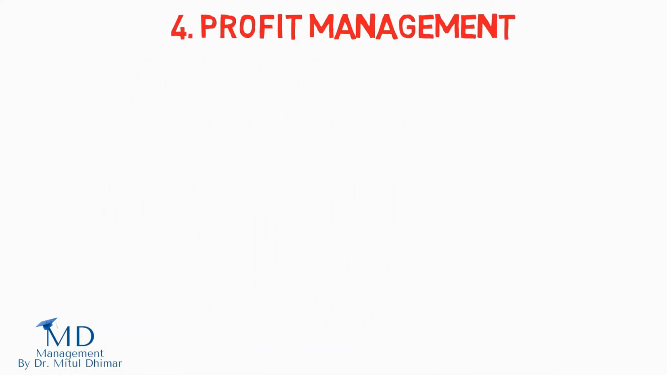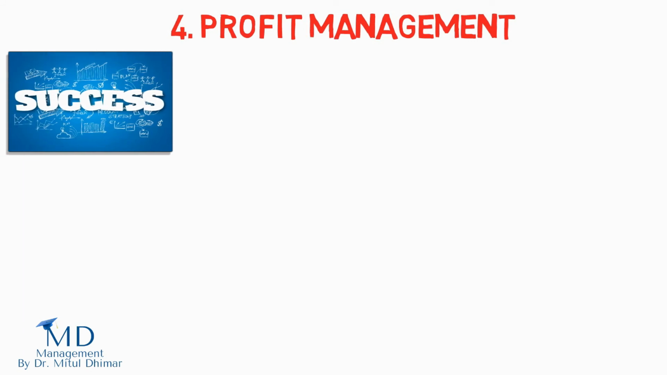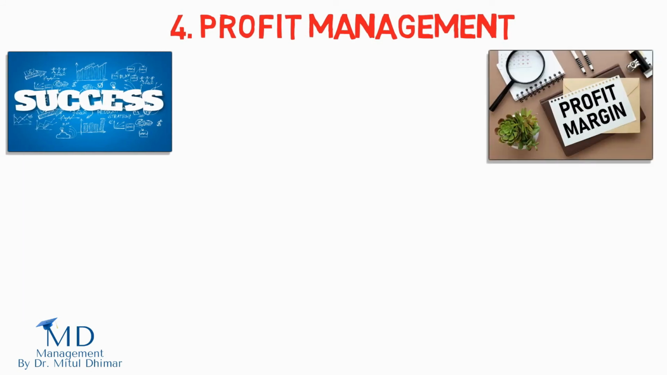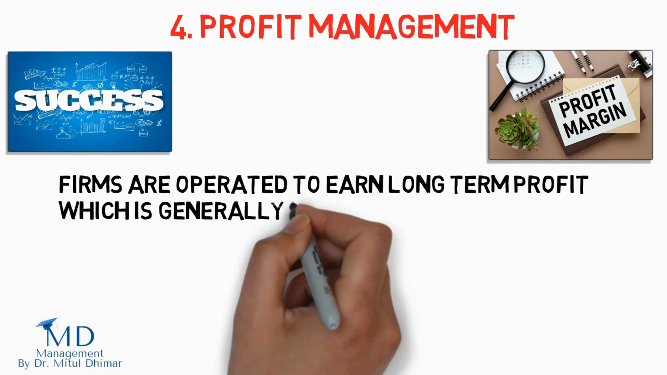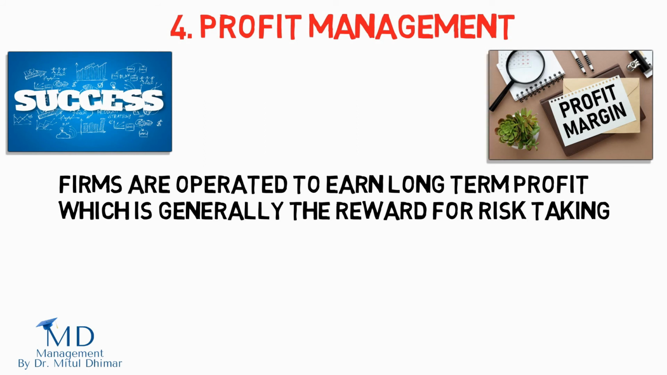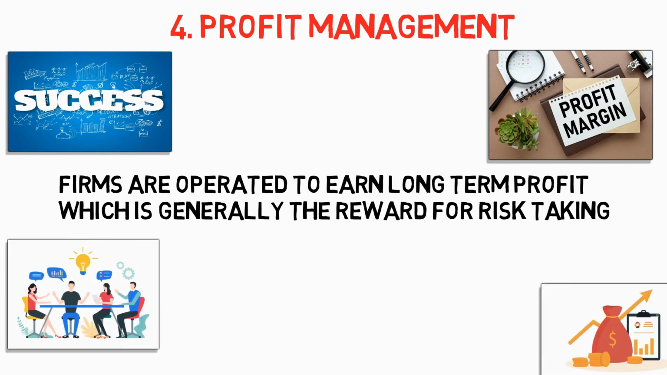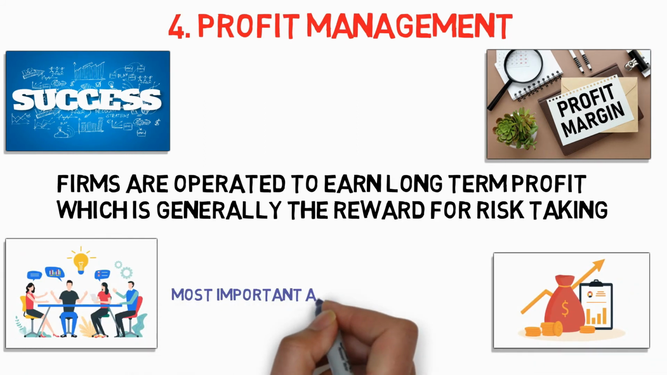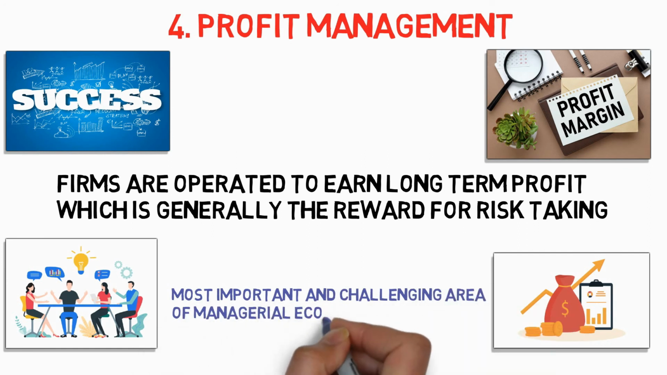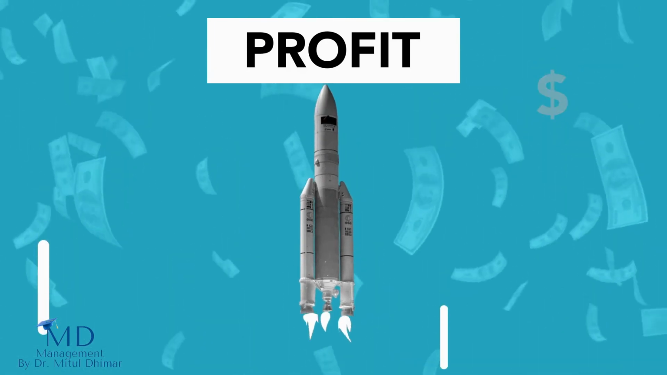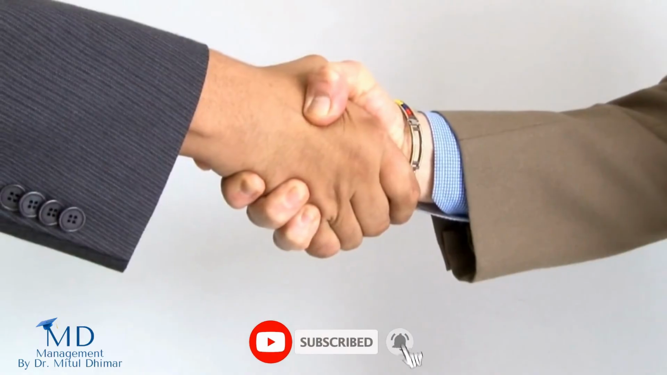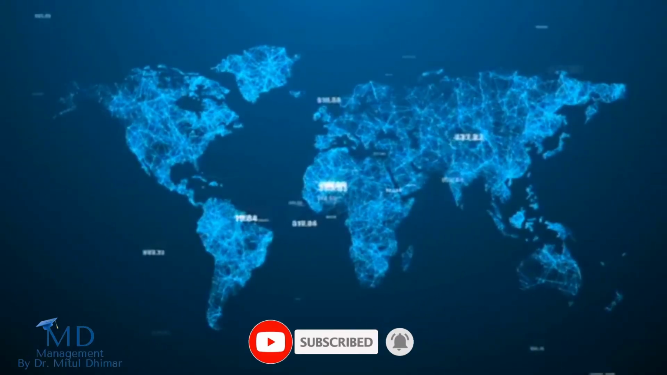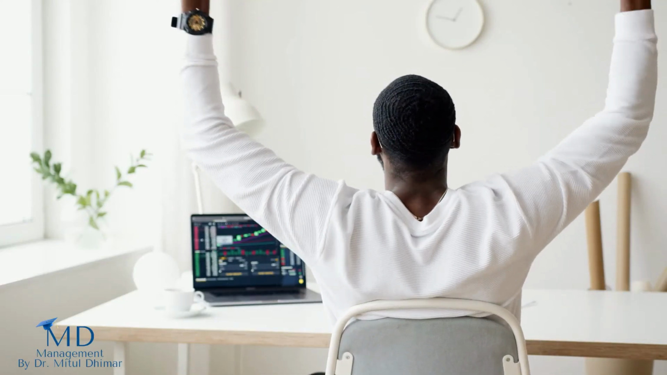Profit management. Success of a firm depends on its primary measure, and that is profit. Firms are operated to earn long-term profit, which is generally the reward for risk-taking. Appropriate planning and measuring profit is the most important and challenging area of managerial economics. For example, if the retained profits of an organization are high, it may invest in various projects. This would help in the business expansion and success of the organization.